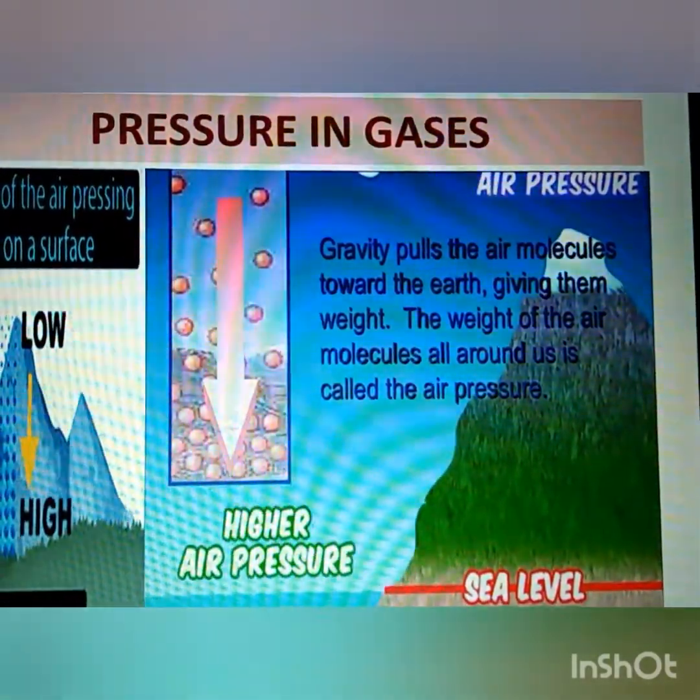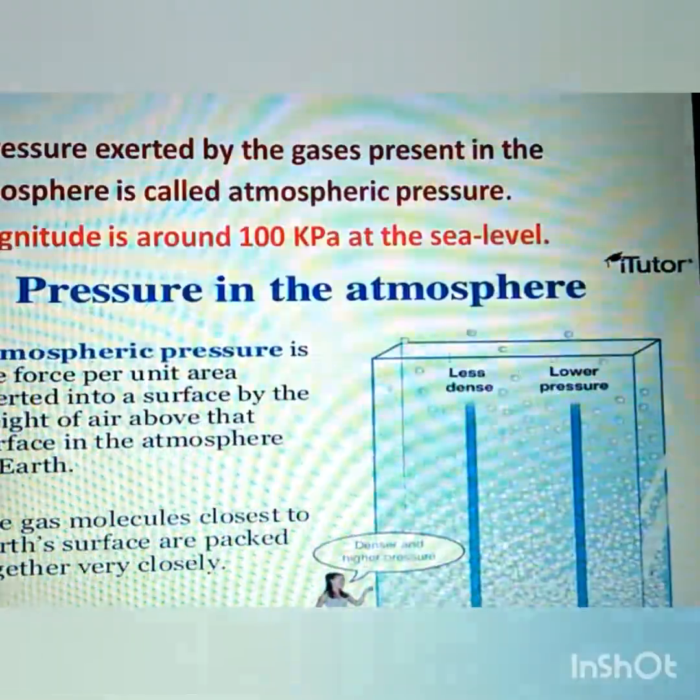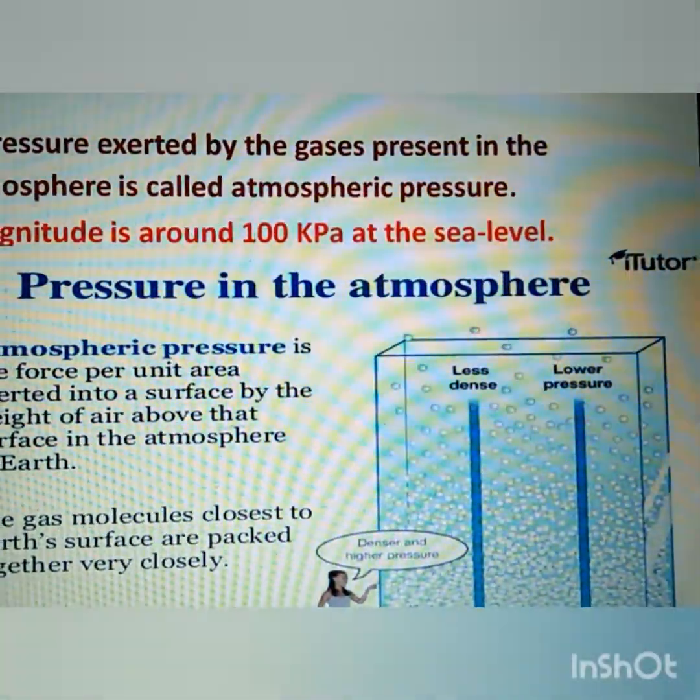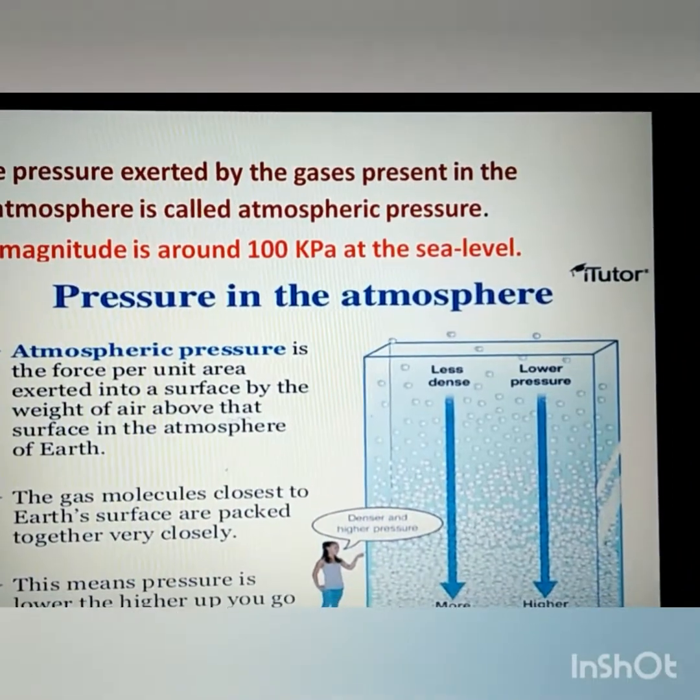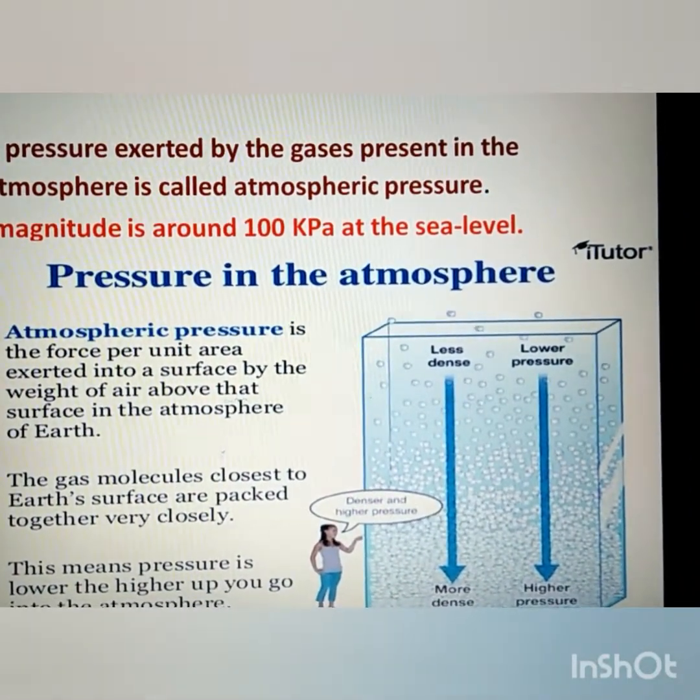And this is termed as air pressure or atmospheric pressure. How do we define atmospheric pressure? The pressure exerted by the gases present in the atmosphere is called the atmospheric pressure, and its magnitude.